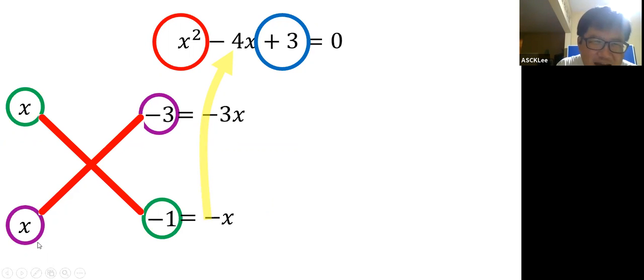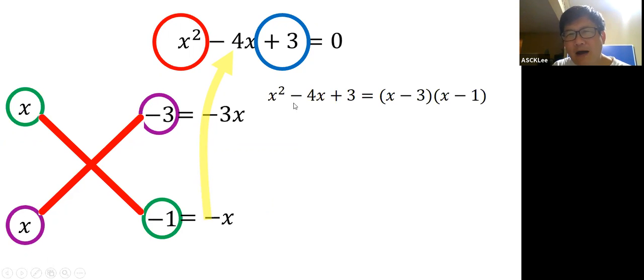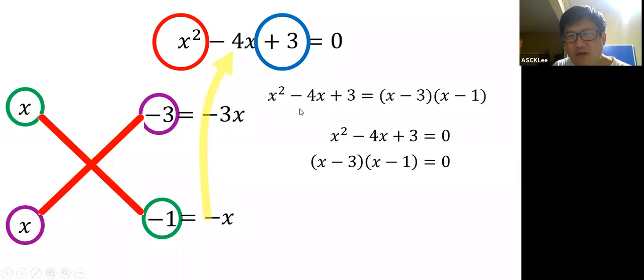The factors stare at you here. That's the beauty of this technique. The factors are staring at you right here. What are the factors? x minus 3 and x minus 1. So here, write down your quadratic expression in terms of its factors. And again, remember, the question is not to factorize, the question is to solve.